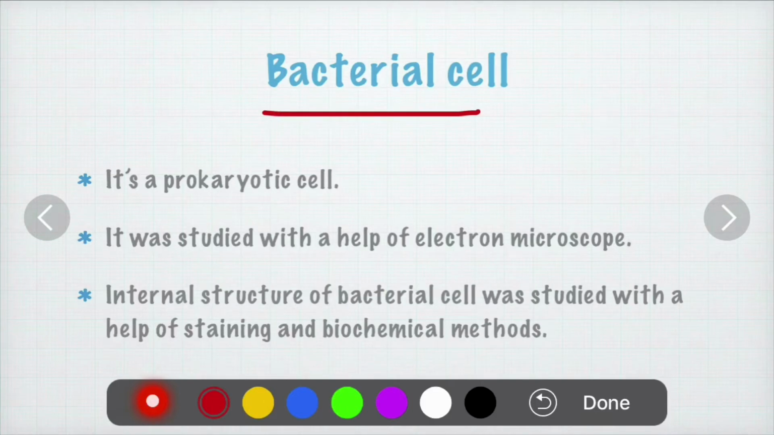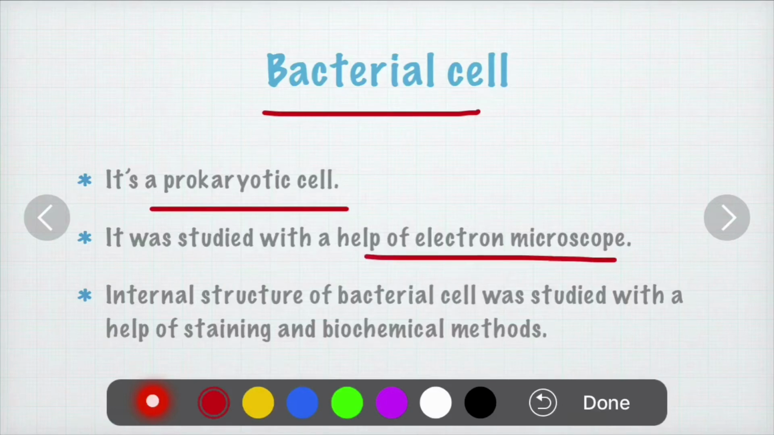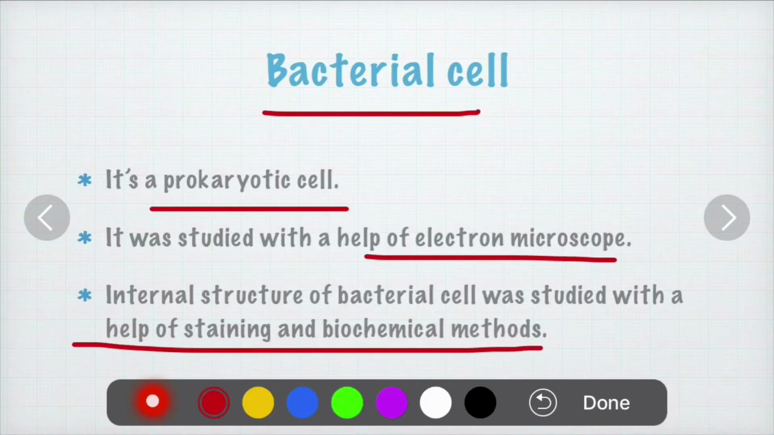We all know that the bacterial cell is a prokaryotic cell because it has a naked DNA. The DNA is not enveloped with any nuclear membrane. The structure of the bacterial cell is studied with the help of an electron microscope, and the internal structure of the bacterial cell was studied with the help of staining methods and some biochemical tests.